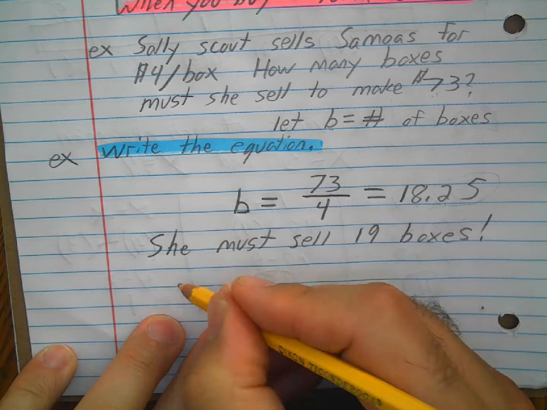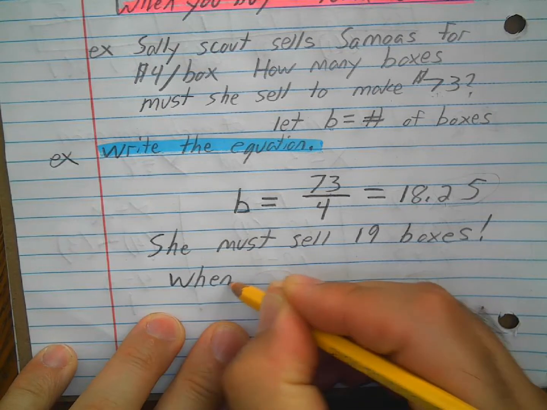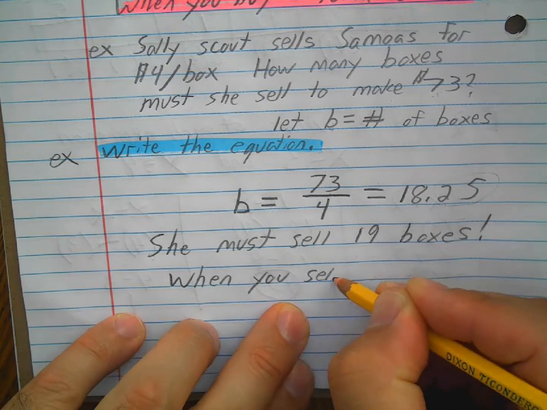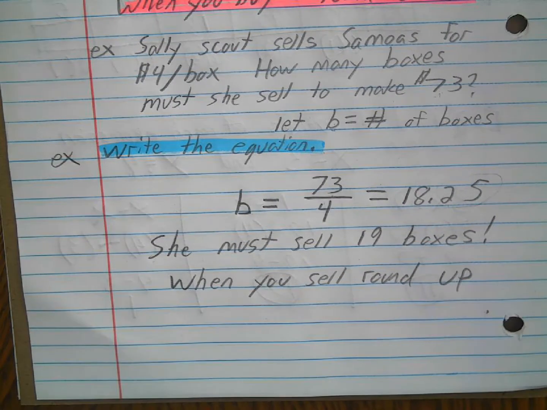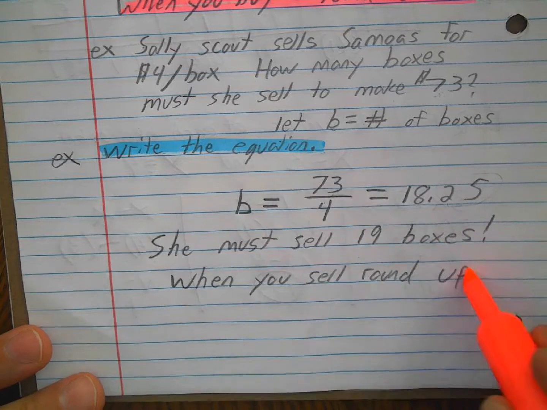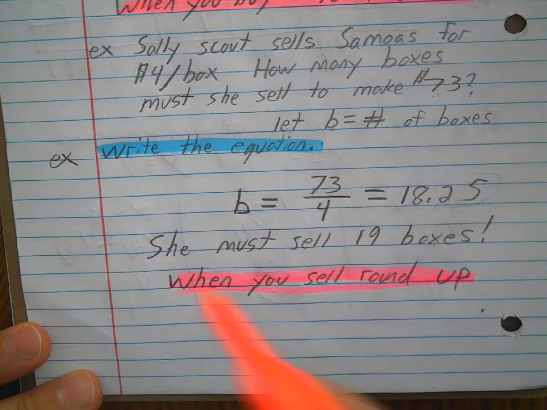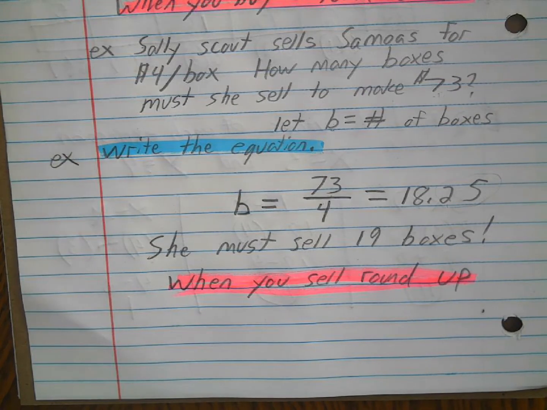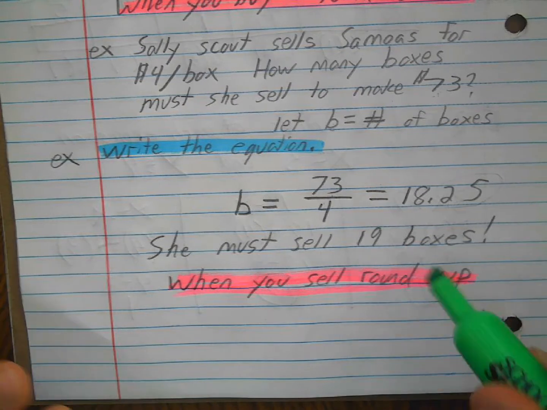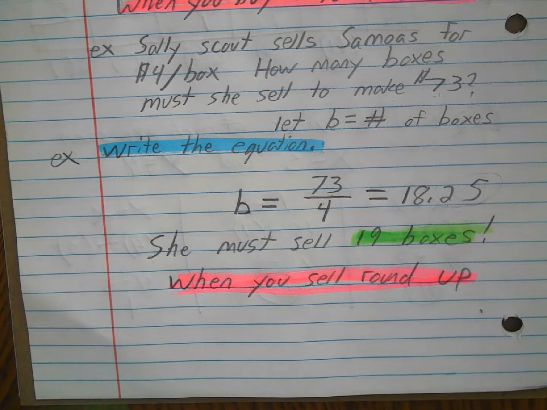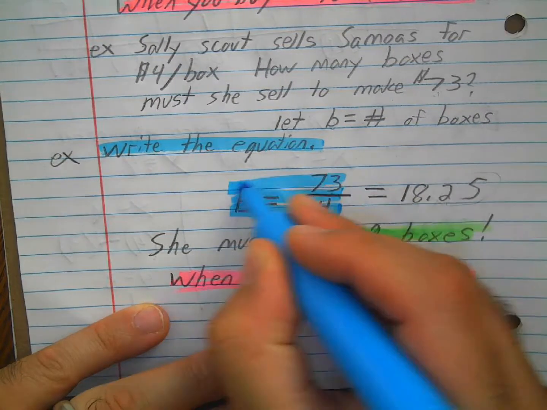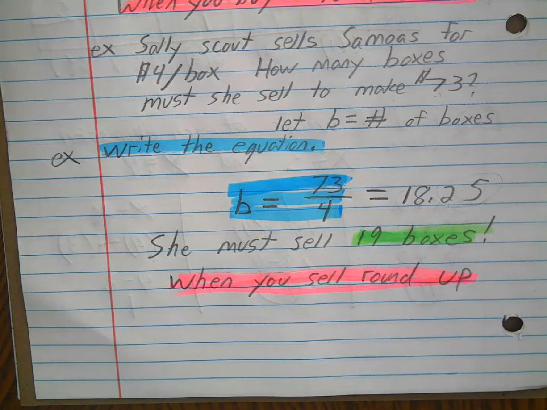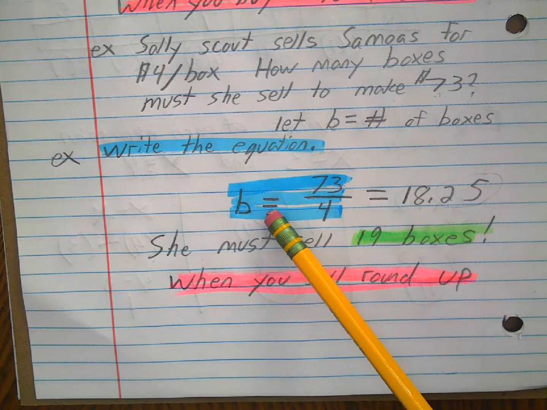So when you sell, I want you to round up. All right? So just highlight that so you remember. When you sell, I want you to round up. All right? And our final answer was 19 boxes after we rounded up. And again, our equation is B equals 73 over 4. And we know that this is an equation because there's an equal sign.